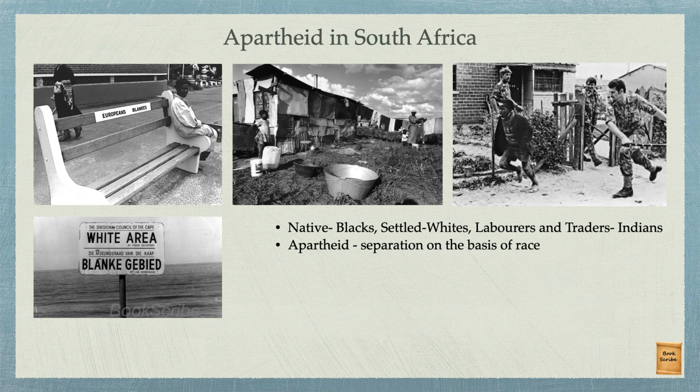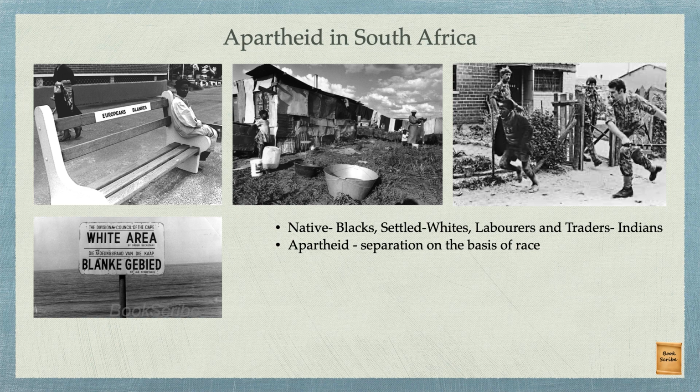So all these facilities will be different for different colored people. And even the hospitals were different. There were separate hospitals for the blacks and separate hospitals for the white people. And also the ambulances. So the white people had ambulances which were good and well equipped, whereas the ambulance meant for the black people was of poor quality. So it was of low grade and was not well equipped also.